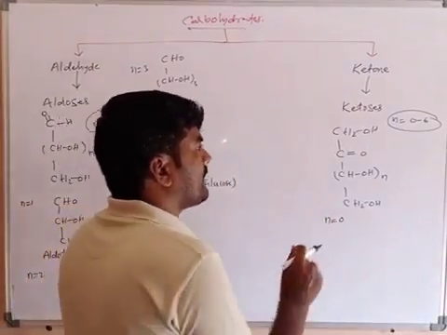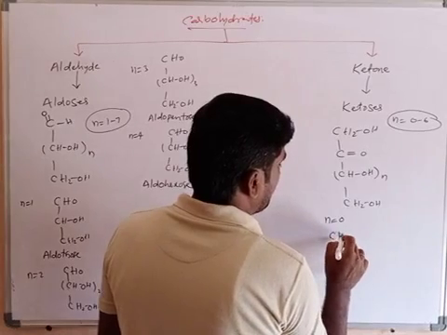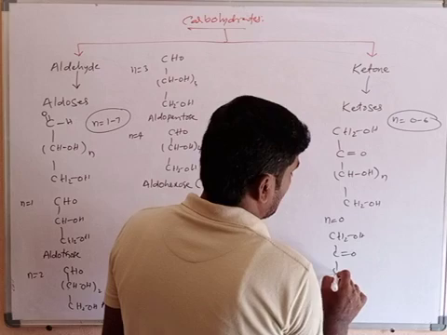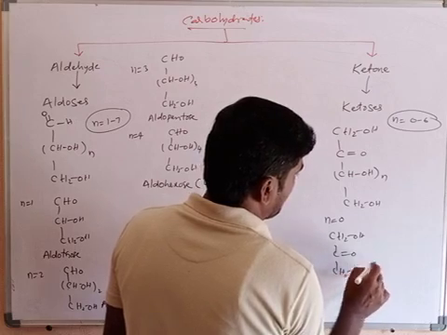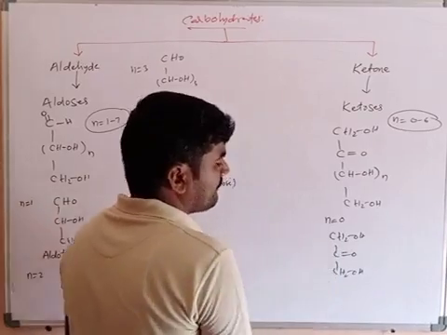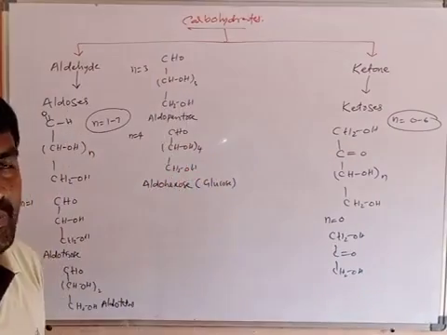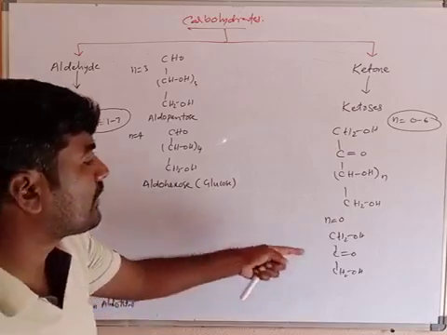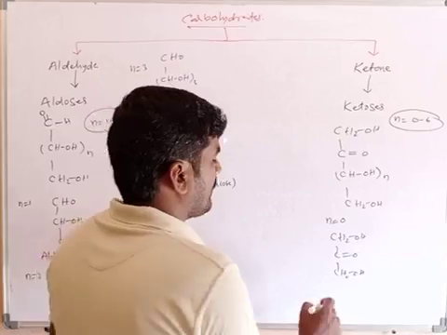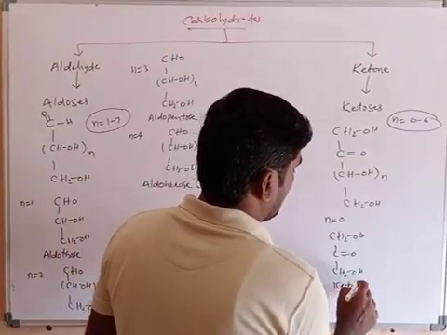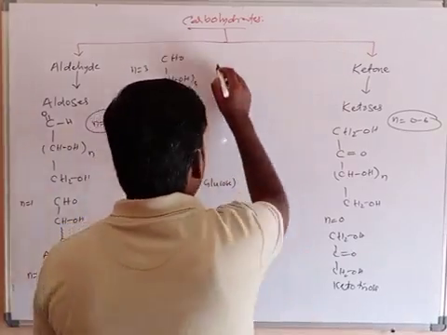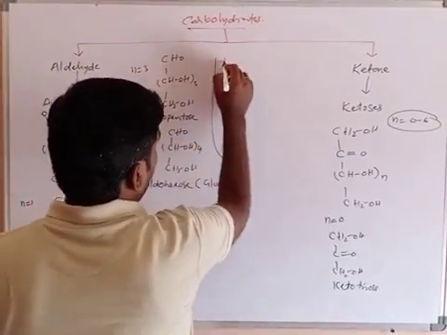Similarly, for ketoses take n equal to 0, with n from 0 to 6. So CH2OH, C double bond O, CH2OH. With n equal to 0, the CHOH part is not there, only CH2OH. How many carbons? 1, 2, 3. So ketotriose. 3 carbons, so ketotriose.